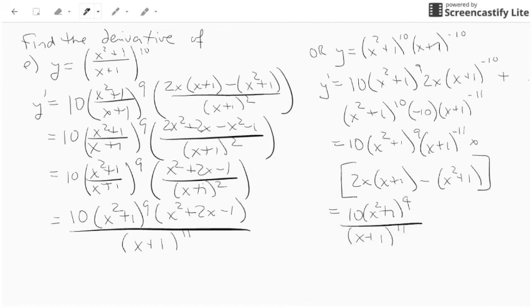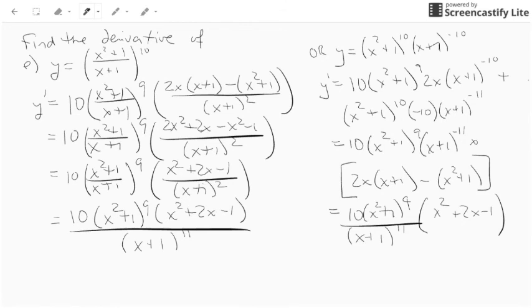And then inside the square brackets, I'm going to get 2x multiplied by x minus x squared. That is going to give me x squared. 2x plus 1 is going to give me plus 2x. And then the negative, when it distributes through, will just get me a minus 1. And you should be seeing that that is actually exactly the same derivative as we got before.